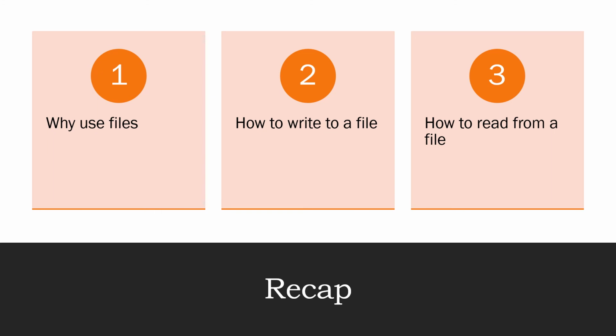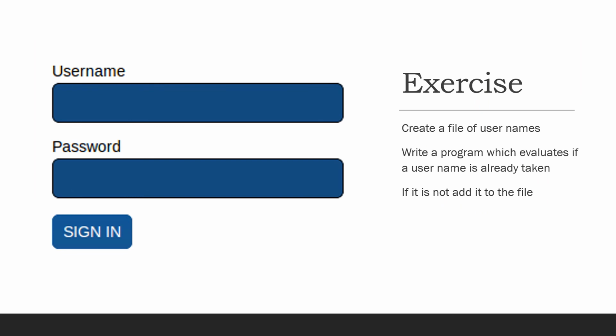So to recap, you should be clear about why we use files. It's so that we can save values to use again after the program has closed. You can simply copy the code that I've given you in order to write to a file or to read from a file. The only thing you have to change is the name of the variable that you want to read or write. So here's an exercise.